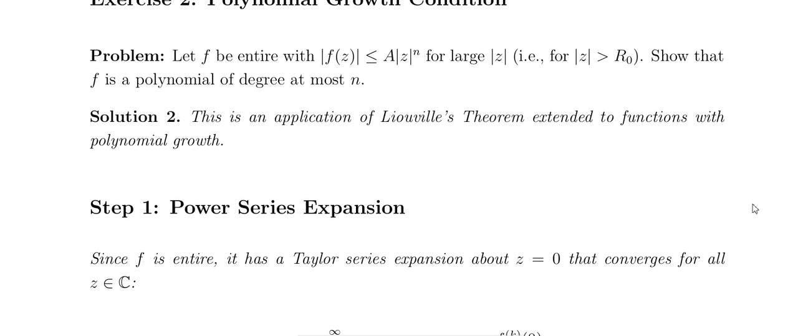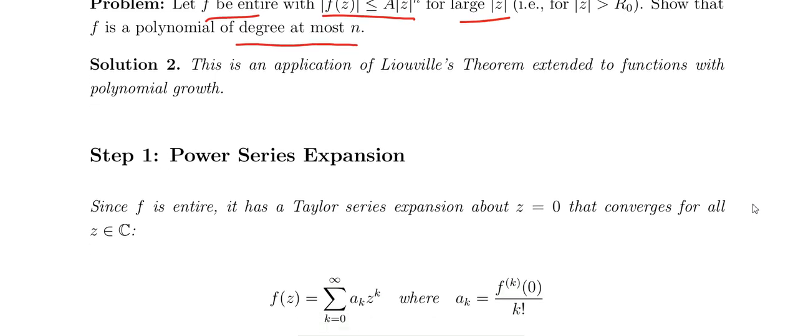This is another problem. f is entire, and mod of f of z is less than or equal to capital A times mod z power n for large mod z, that is mod z greater than r naught. We want to prove that f is a polynomial of degree at most n. This is the application of Liouville's theorem, extended to functions with polynomial growth.